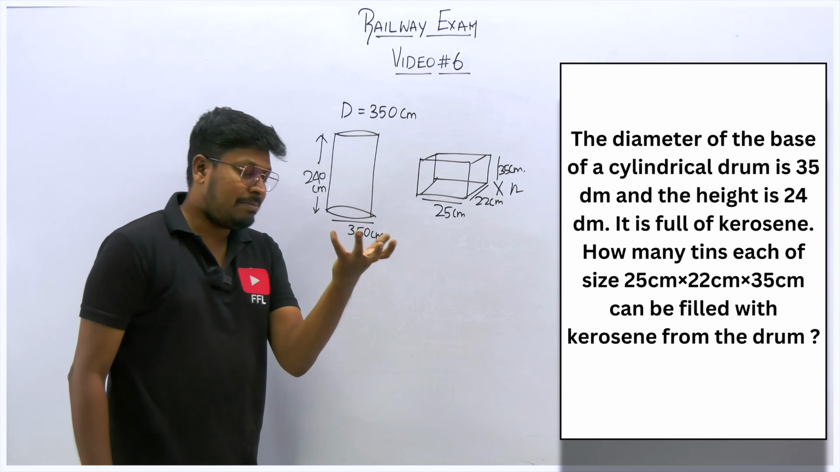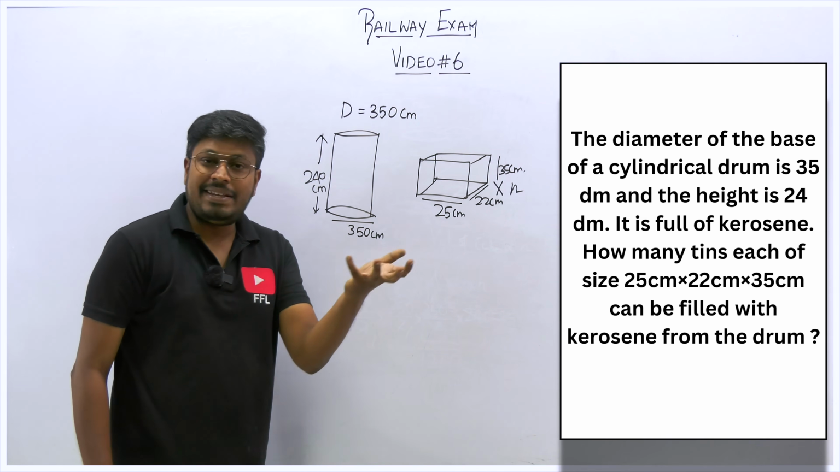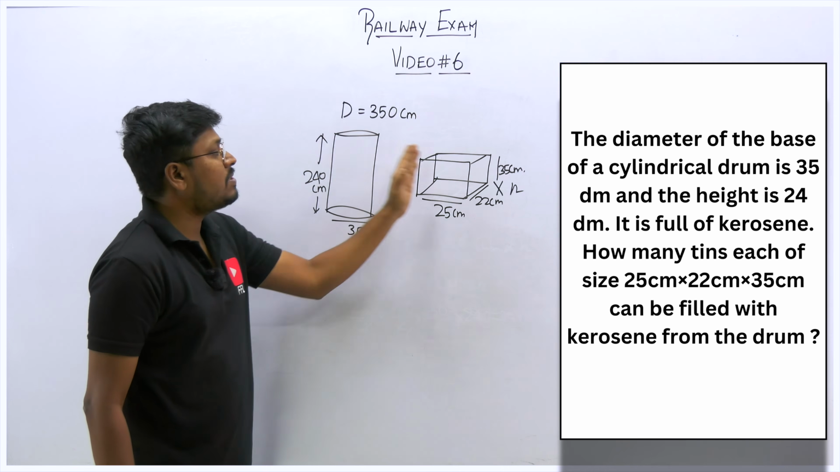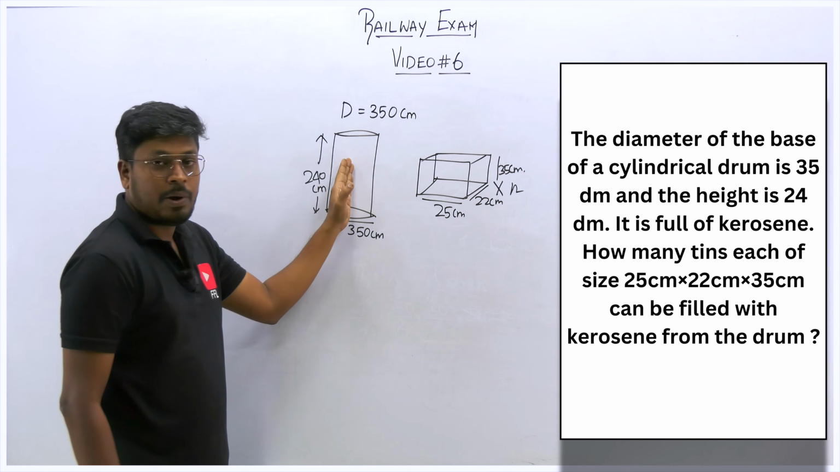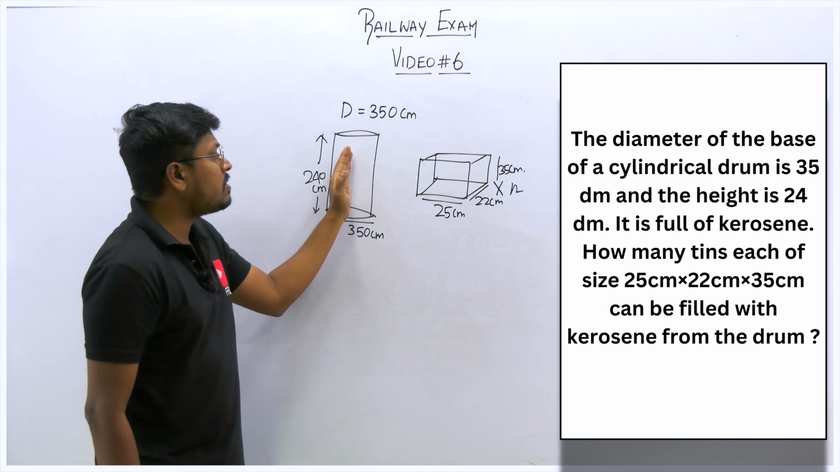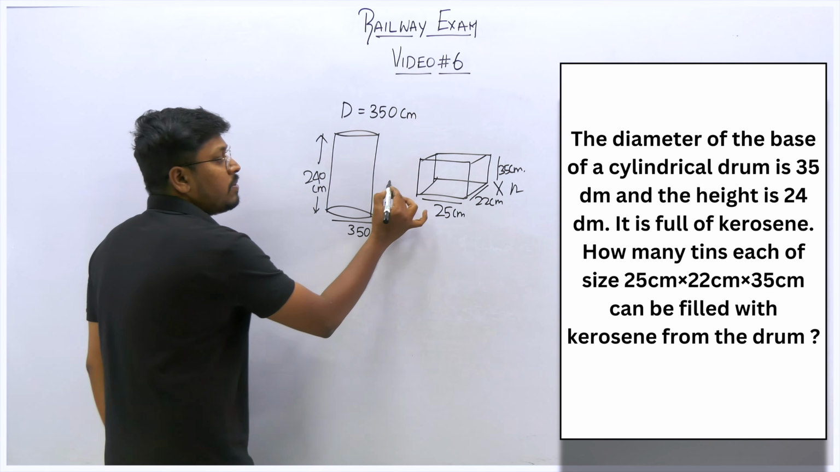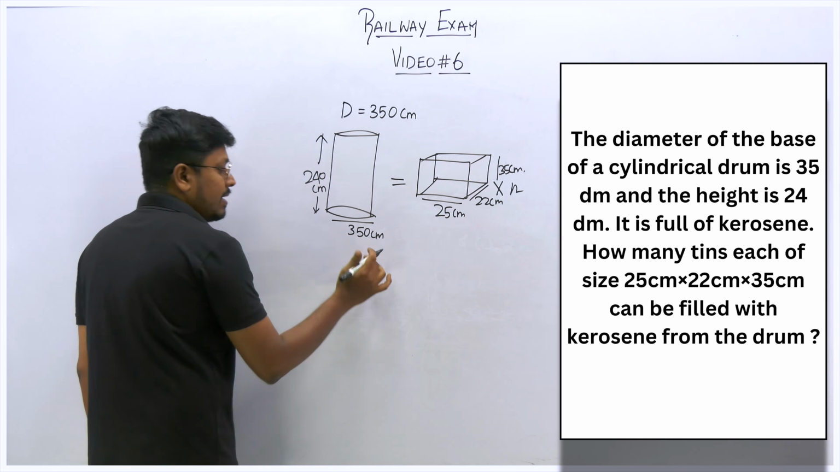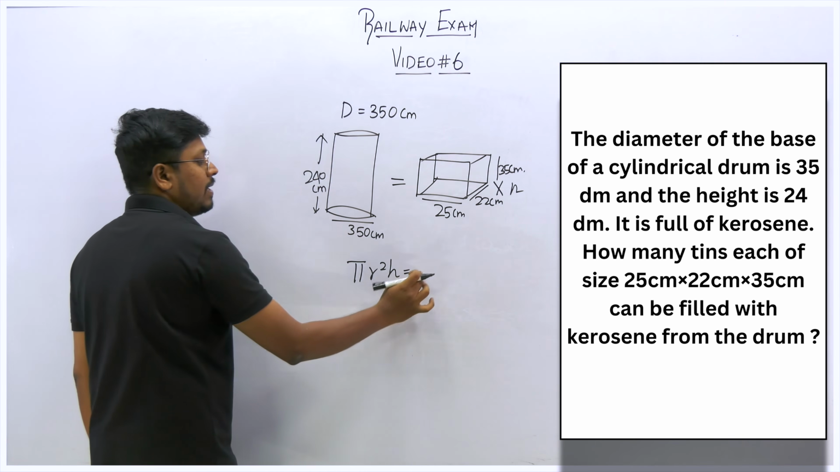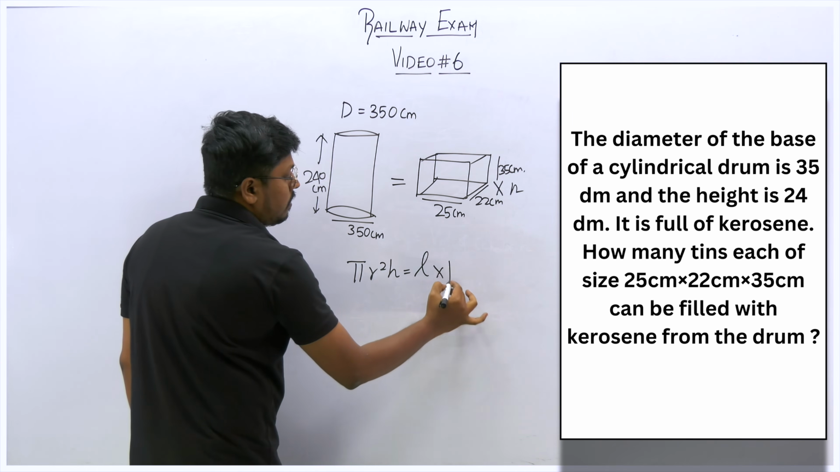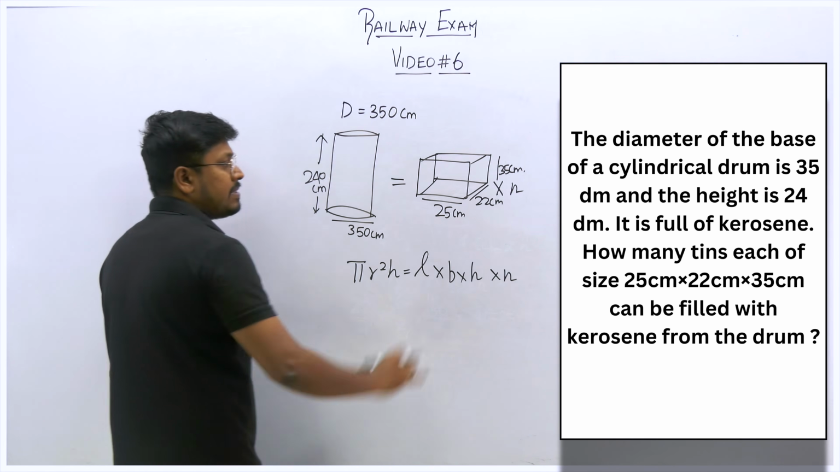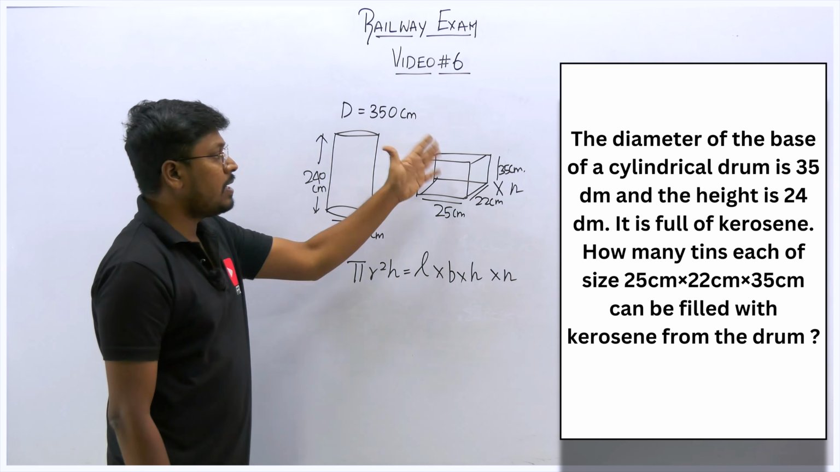So again, the melting and molding concepts all come under the same category. So this volume is equal to this volume. Why? Because we are going to pour this total volume into tins. Either it can be 1000 tins or 50 tins, whatever it be, but this volume is going to be equal to this volume. So what we are going to do is just equate it. Volume of cylinder, pi r square h, is equal to volume of a cuboid, length into breadth into height, into n. So n represents the number of tins that are required to pour the complete kerosene, right?